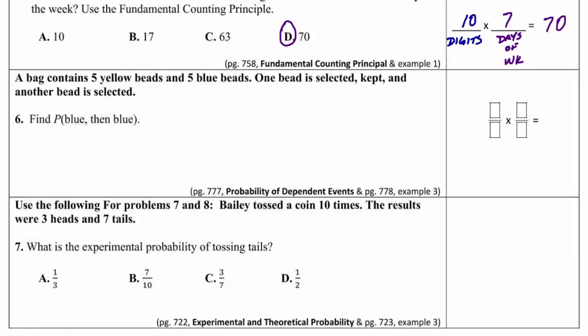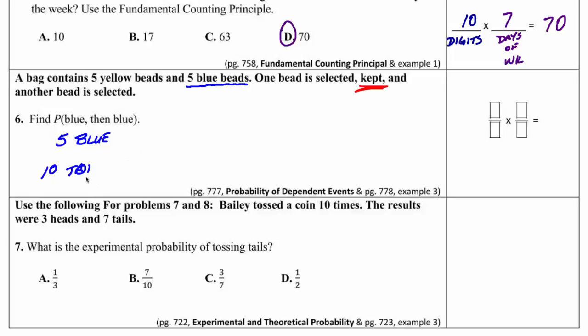Bags of beads. So the question is, you select a bead, you keep it. You select another bead. What are the probabilities? Here's the thing to remember. You kept the bead. So after you pulled that first bead out, you held on to it. You didn't put it back into the bag of beads, which means when you pulled that first blue bead, there were 5 blue beads. So there were 5 blue. There were 10 total.